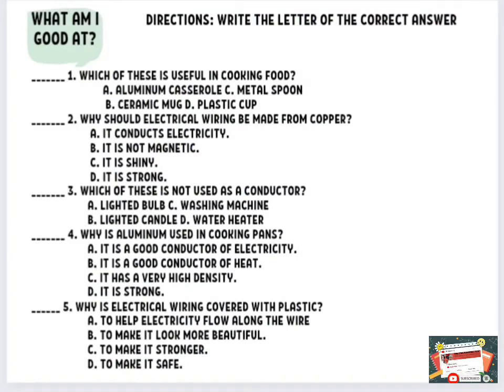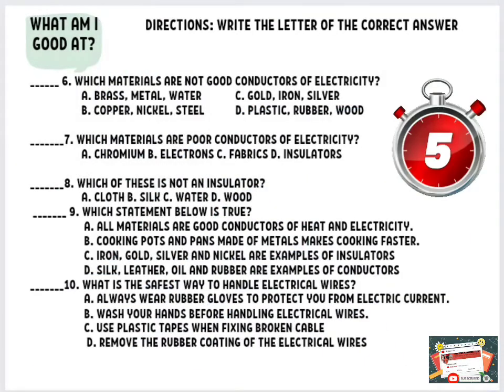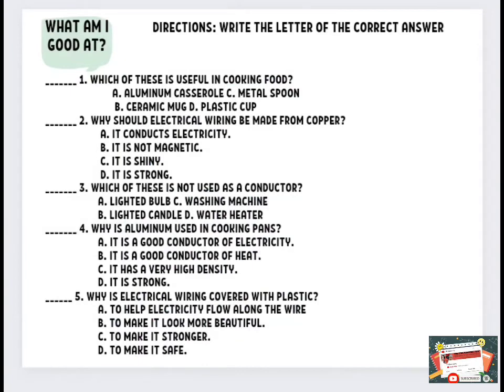Let's try to answer this activity. Directions: write the letter of the correct answer. Now let's check your answers. 1. Which of these is useful in cooking food? Is it A. aluminum casserole, B. ceramic mug, C. metal spoon or D. plastic cup? The correct answer is letter A. aluminum casserole.